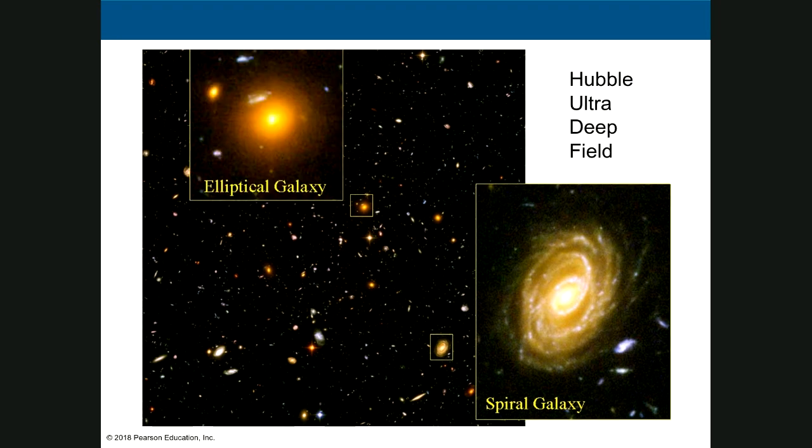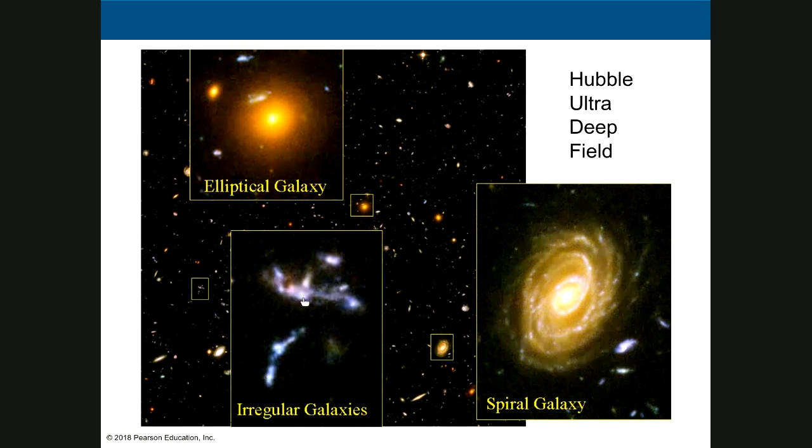Interestingly, I think the irregular is kind of interesting because there's a ton of star formation, but there's no structure anymore. That's probably some fascinating stuff going on in there. All right, so let's continue on.